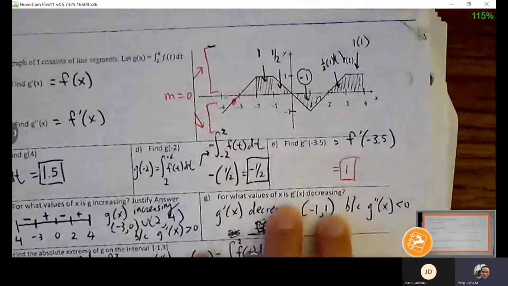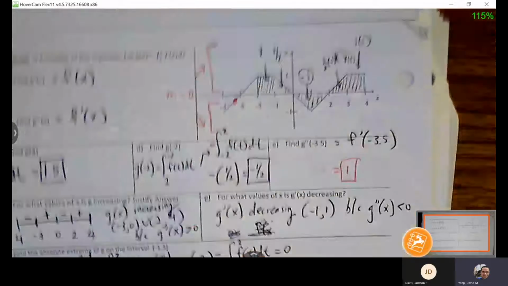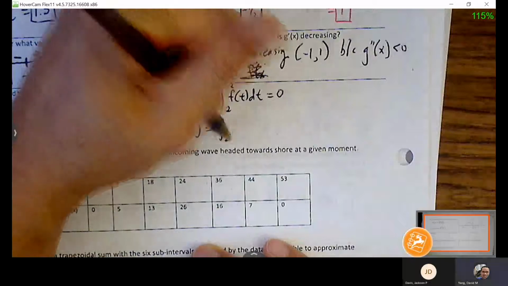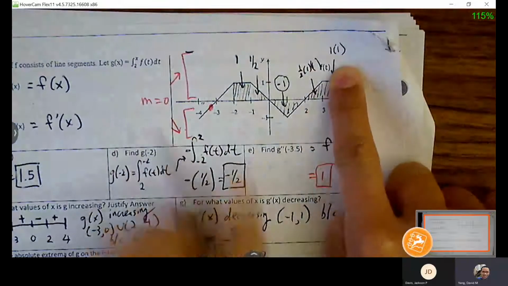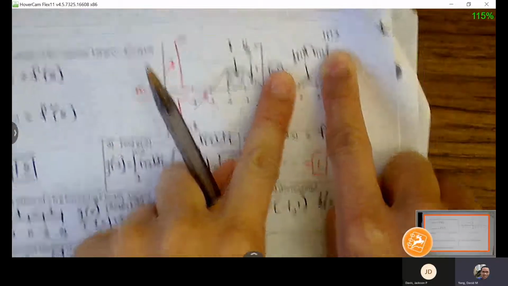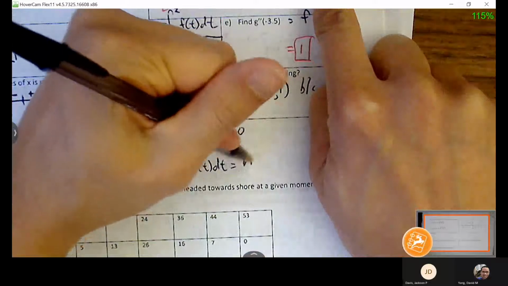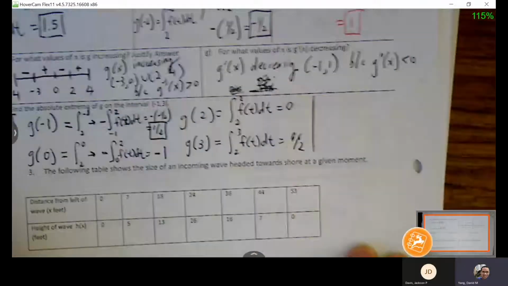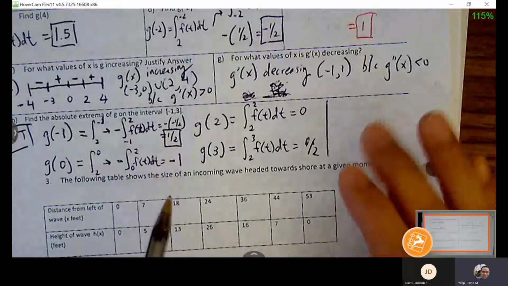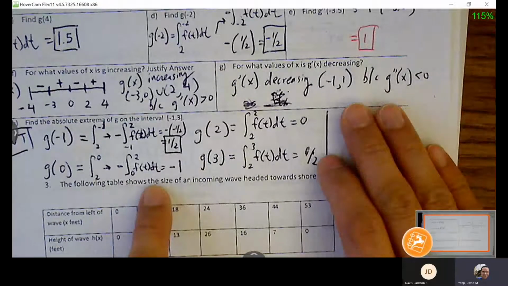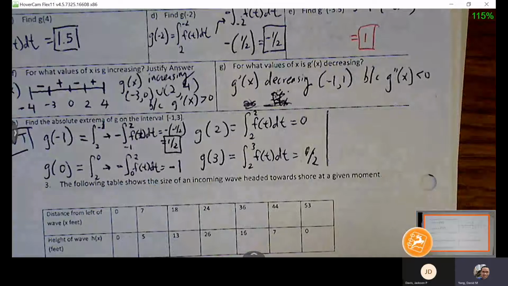And then G of 3, I'm going to go from 2 to 3. No need to adjust the bounds. They're already in the correct order. So from 2 to 3, that's just going to be an area of positive 1/2. So we have all of our candidates in front of us, and these are the only values we need to look at.